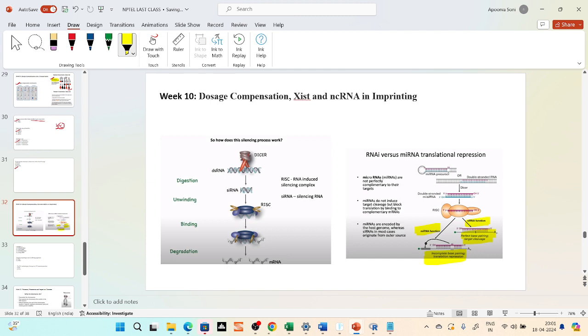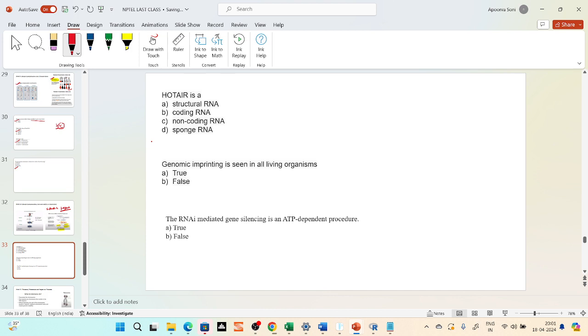Why? Because perfect base pairing happens in the case of siRNA, whereas in the case of miRNA, incomplete base pairing happens. Therefore, miRNA cannot cleave the target, but it will cause the translational repression. So now, what is HOTAIR? HOTAIR is a non-coding RNA. If you remember, we have studied in detail about HOTAIR.